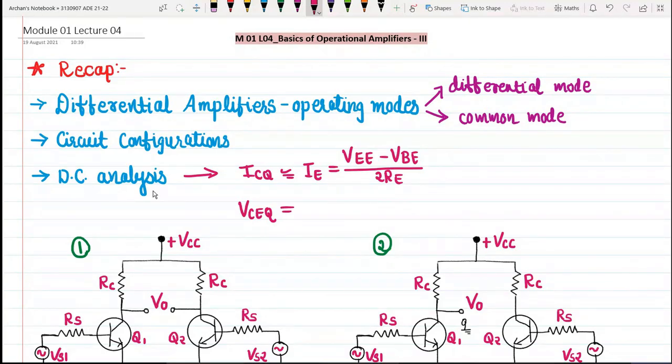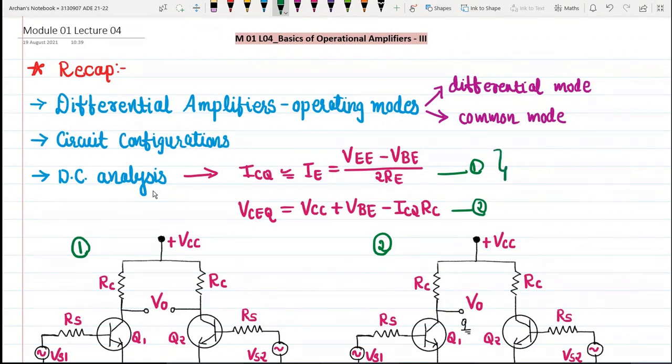And talking about the operating voltage, it is given by VCC plus VBE minus ICQ RC. Okay, so these two equations will give us the operating point of the differential amplifier, right?